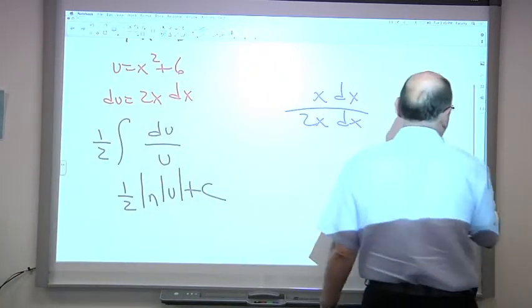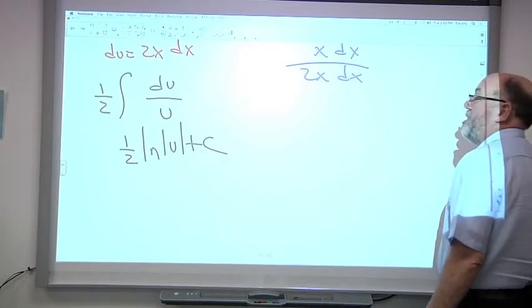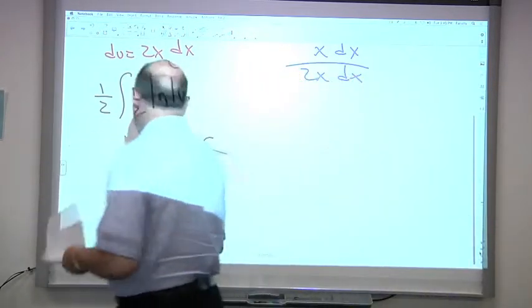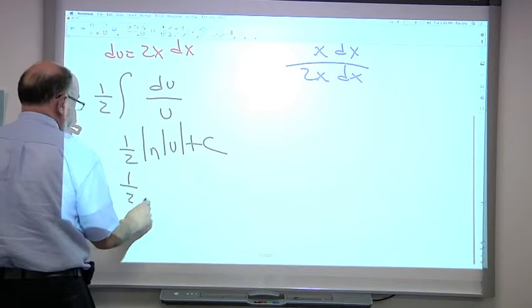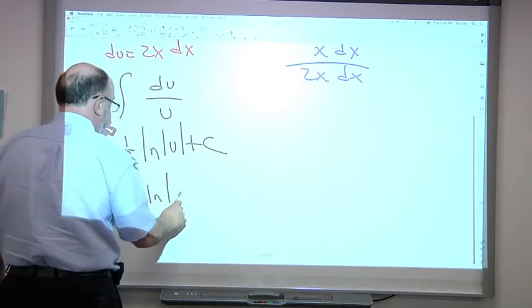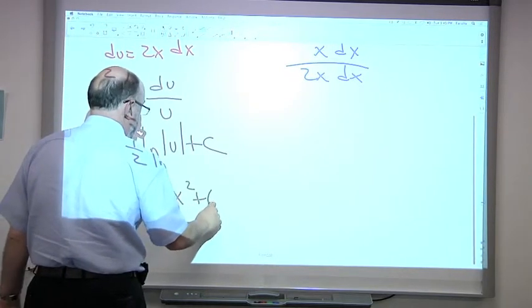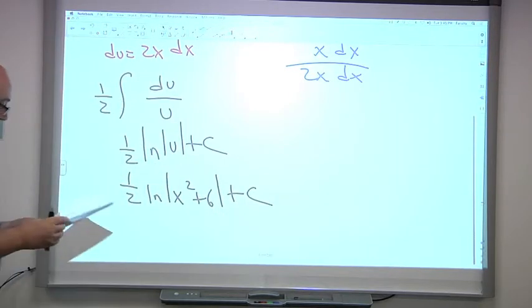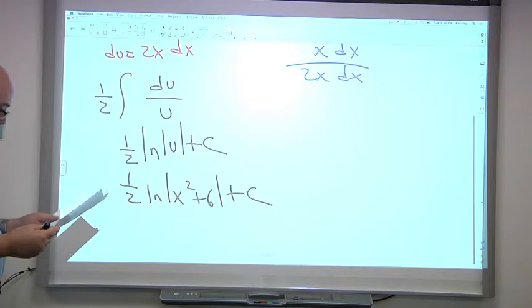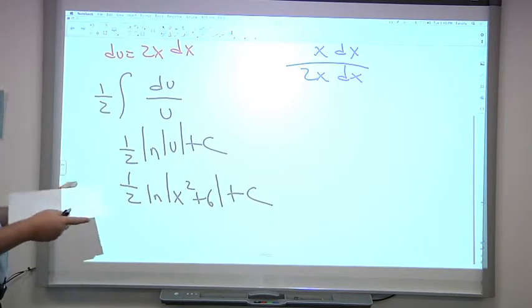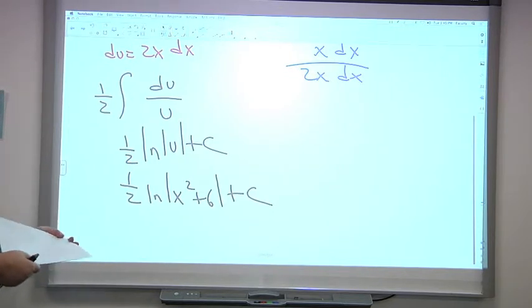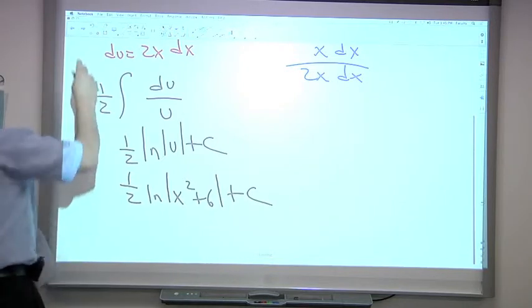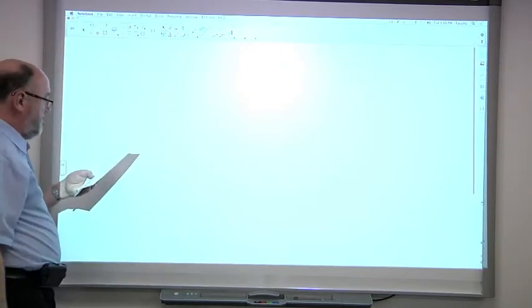Again, the last step is take the u out and plug the x back in. So we end up with 1/2 the natural log of x squared. And we get that. That's in terms of du over u. And so the next one deals with e to u.